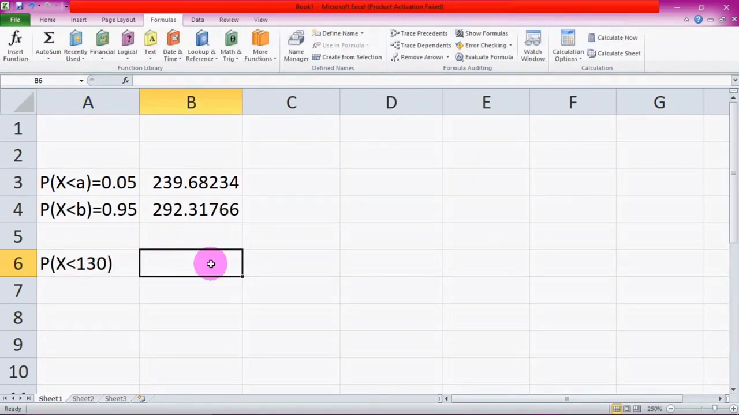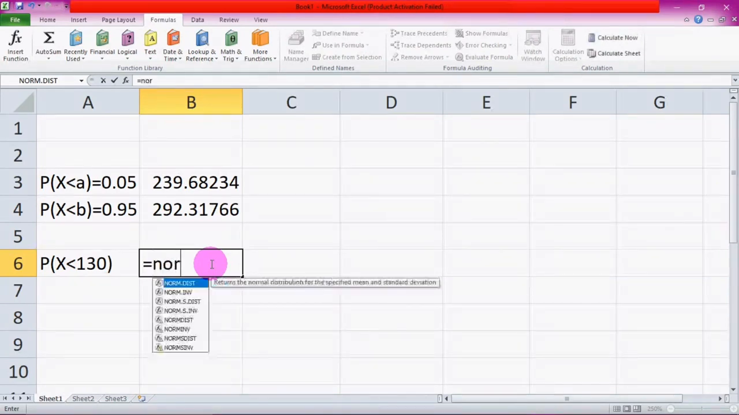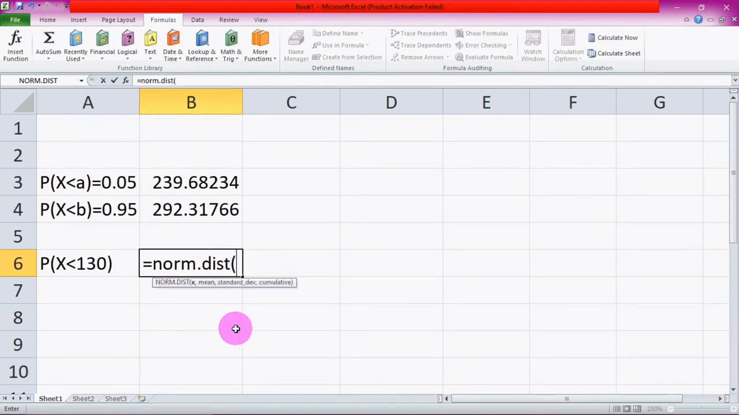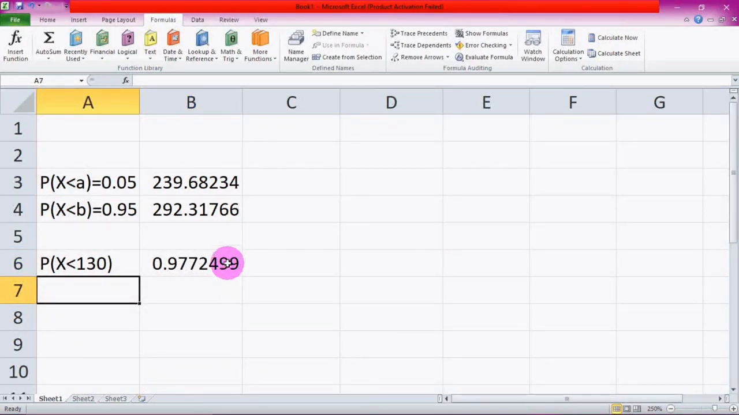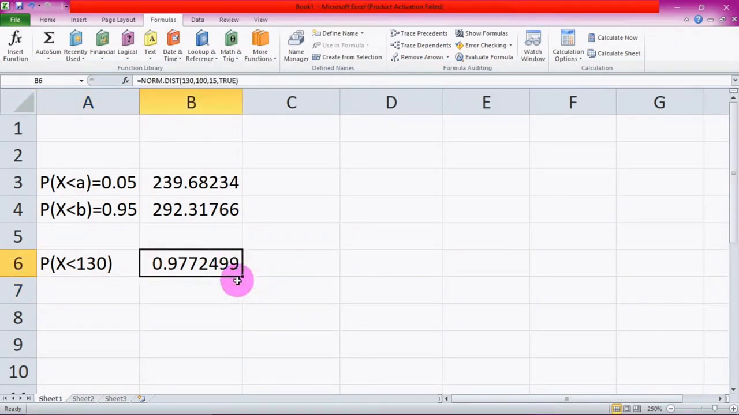Since we are looking for the area or the probability, we are going to use the command equals norm.dist, short for normal distribution. And then we have, since we are looking for the area to the left of 130, the first entry here is 130. The mean IQ test score is 100, and the standard deviation is 15, and then we have true. So the area to the left of 130 is 0.9772. How about the area to the right of 130?